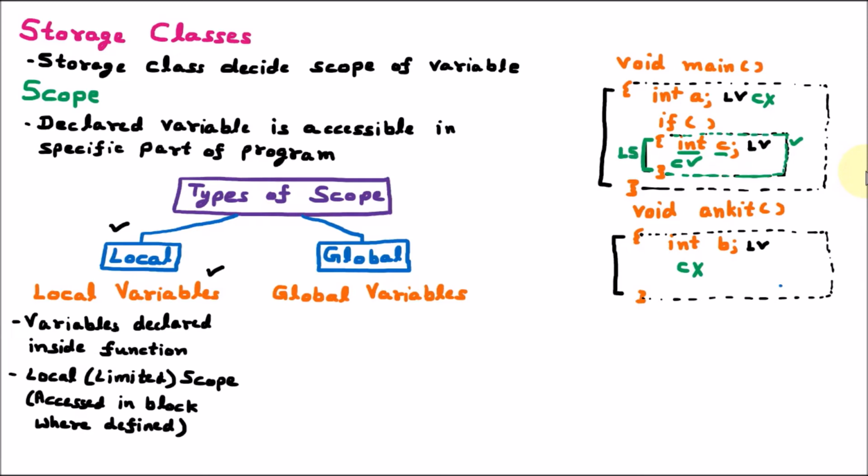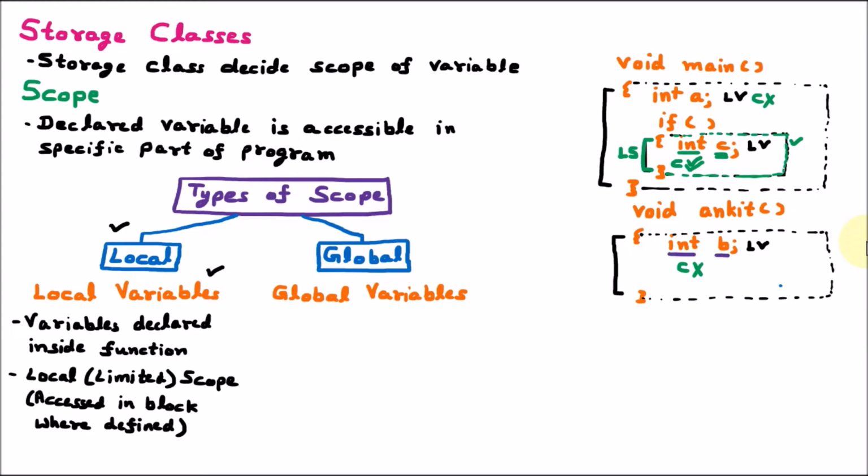Local scope means where we are defining the variable, that we can access it. So we have defined the variable inside the if block. So we can access it inside the if only. Outside we cannot access.